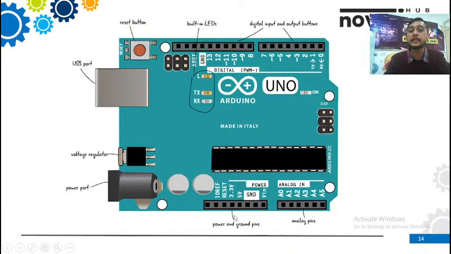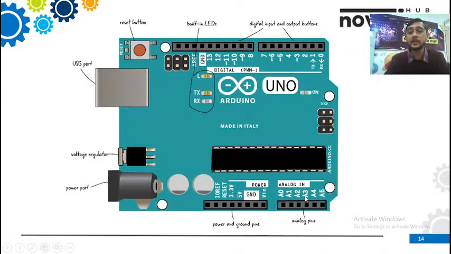You have the power and the ground pins. You can see here it is written as voltage input. The 2 pins are for ground, you can call it negative. 5 volt and 3.3 volt, because some components work on 5 volt power, or some components want a 3.3 volt power supply.